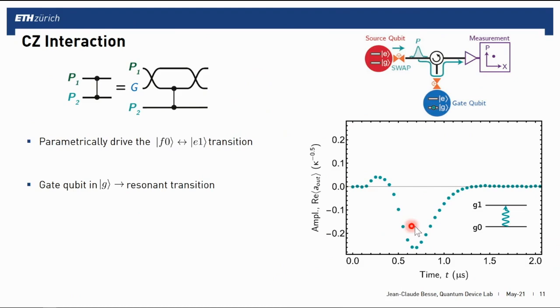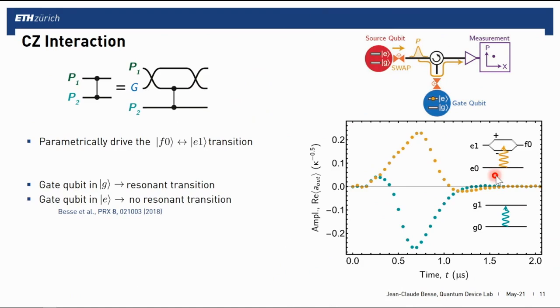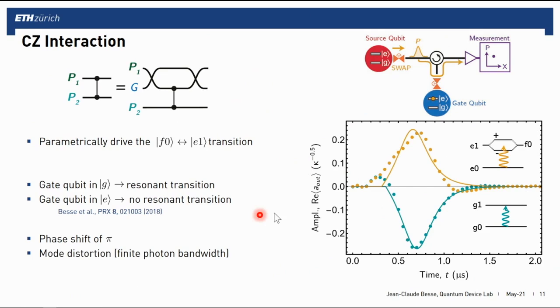I'm plotting amplitude versus time for a superposition state as an input. It's reflected as a negative phase because it's resonant with the transition. But now if I place my gate qubit initially in the excited state, this hybridization of the F0 and E1 level from driving it strongly means that I have a Jaynes-Cummings splitting. And I reflect my photon with a positive phase.